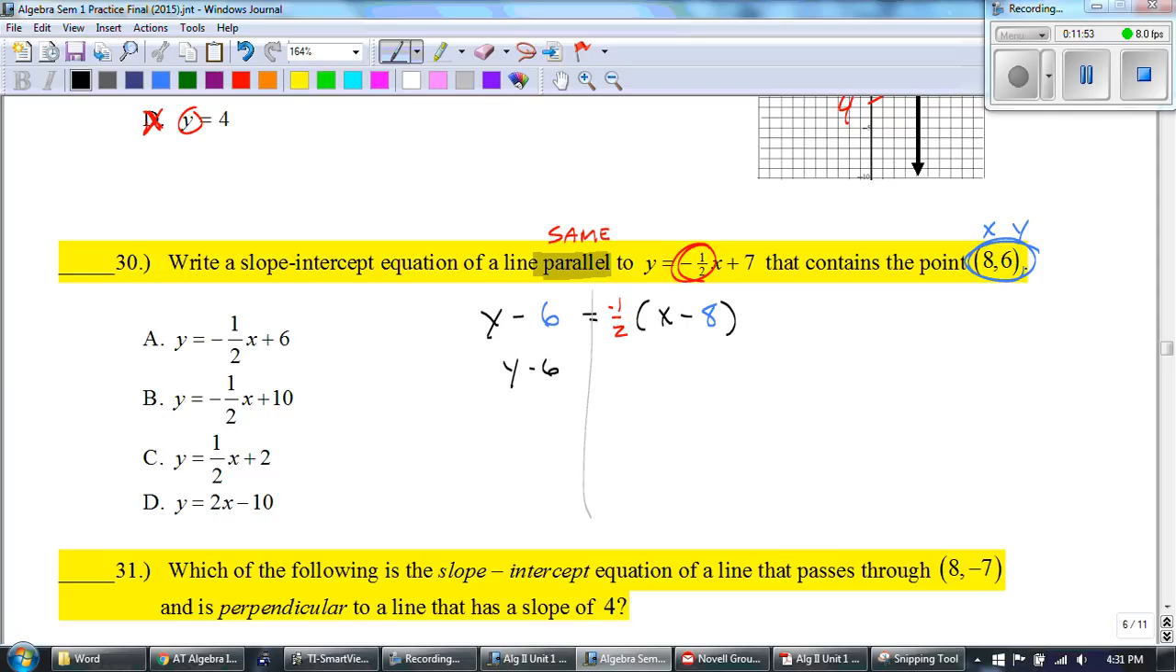So we get y minus 6 equals negative 1/2 x. And then negative times negative is positive. Half of 8 is 4. And then we add 6 to both sides. And we get y equals negative 1/2 x plus 10, which ends up being letter B. Okay? And once again, looking at my slopes for C and D, those are ones we could have canceled out right away.